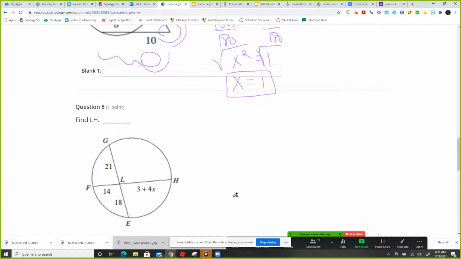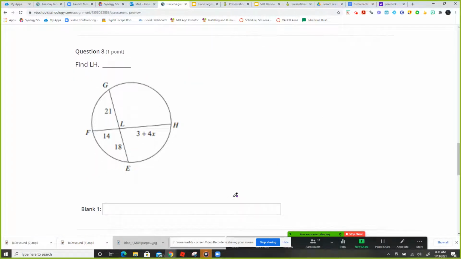This one, we're back to our cross multiplying or our x multiplying. So what two things do I multiply here? I've got a GE, maybe somebody I haven't heard from yet today. I've got a GE and an FH. What two things do I multiply on the one side and what two things do I multiply on the other side?